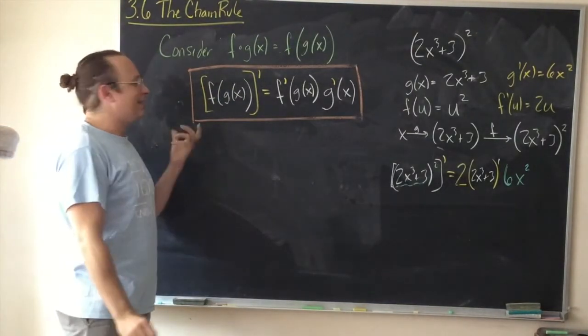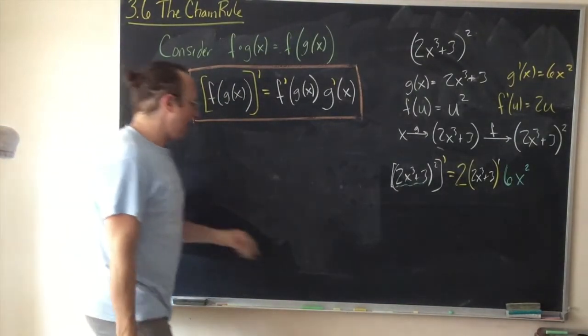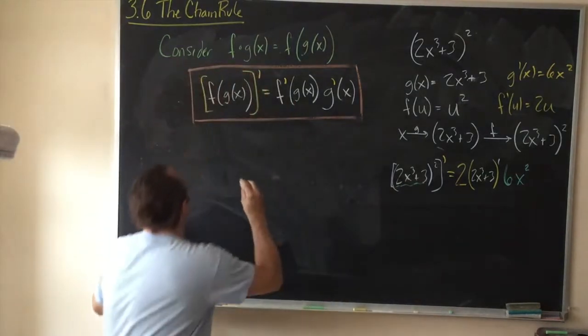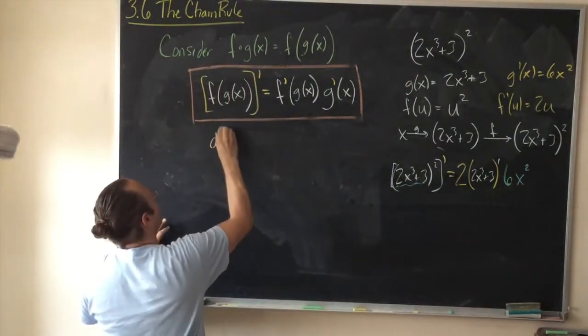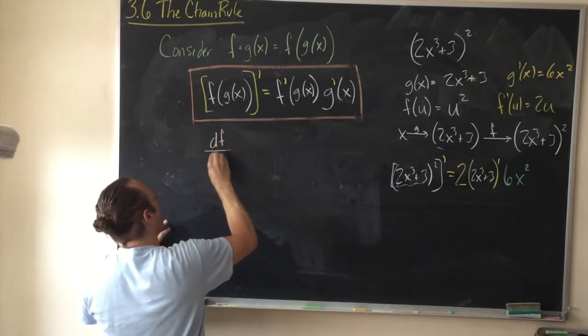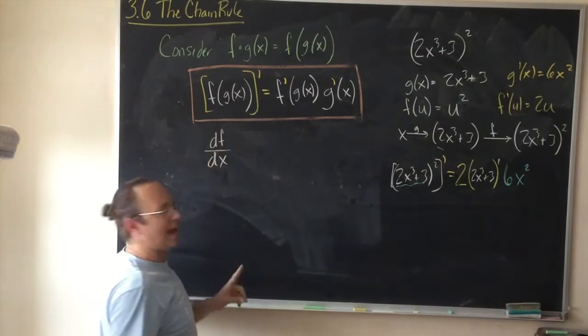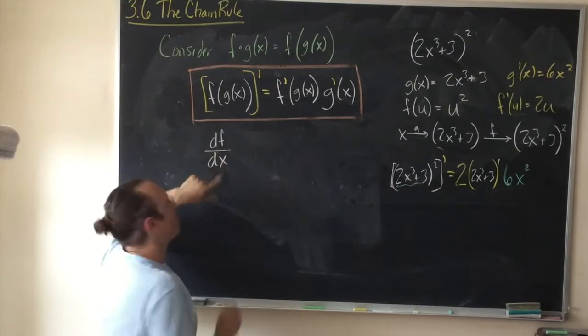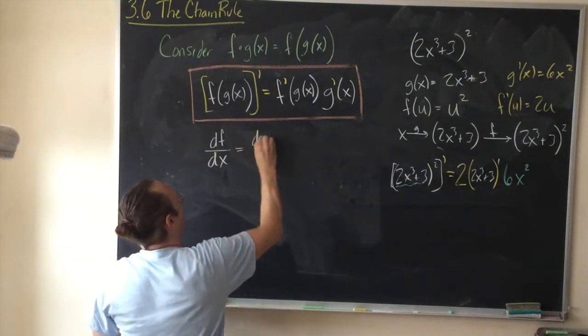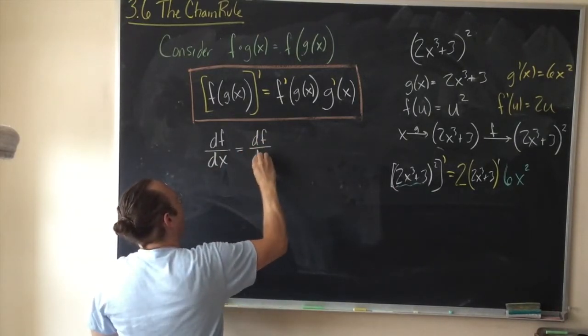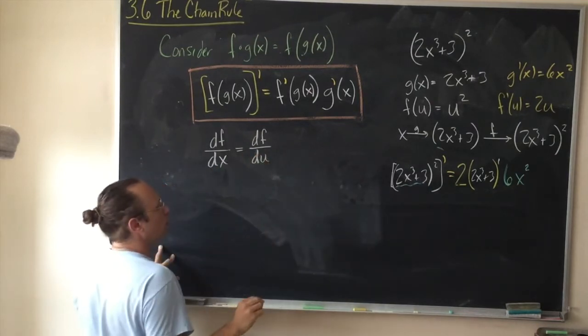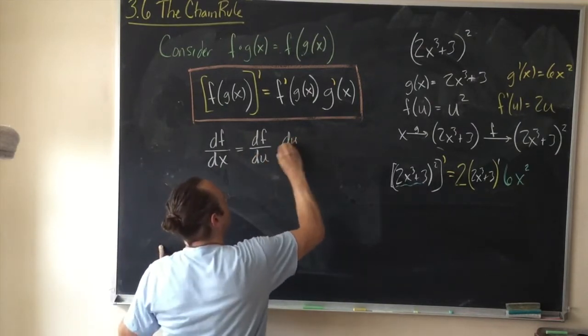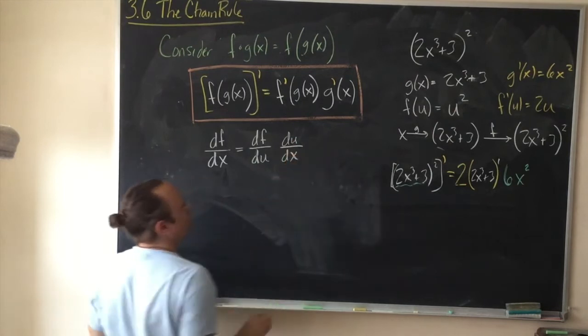Leibniz had a slightly different way to write the chain rule, and I'll show you that way as well. So if we're interested in finding the derivative of f with respect to x, how does f change when I change x? This is going to be, how does f change as I change u? And then how does u change as I change x?